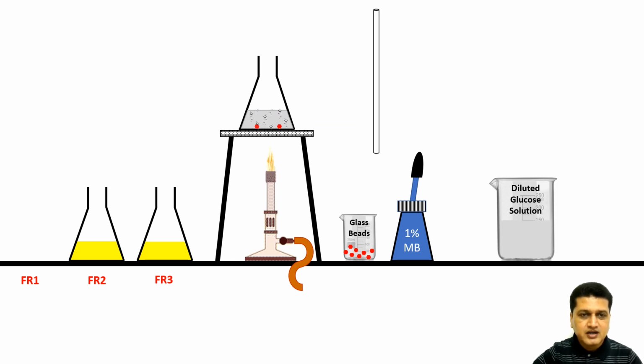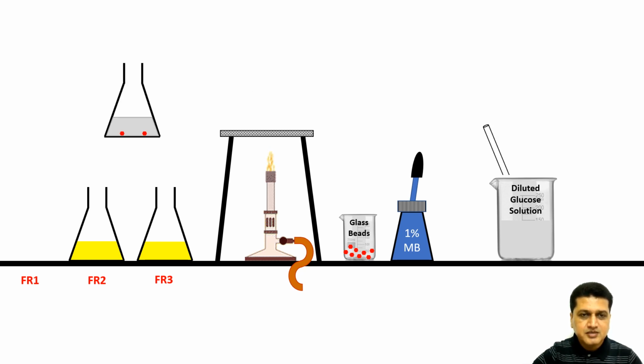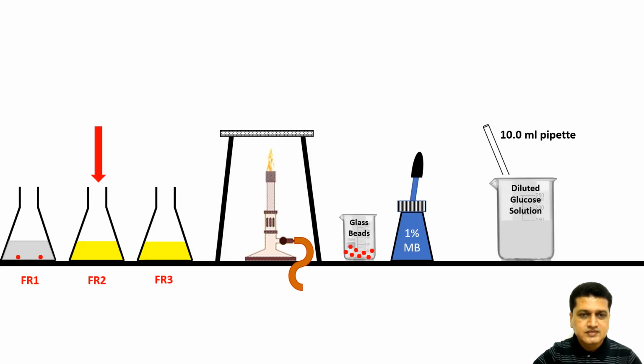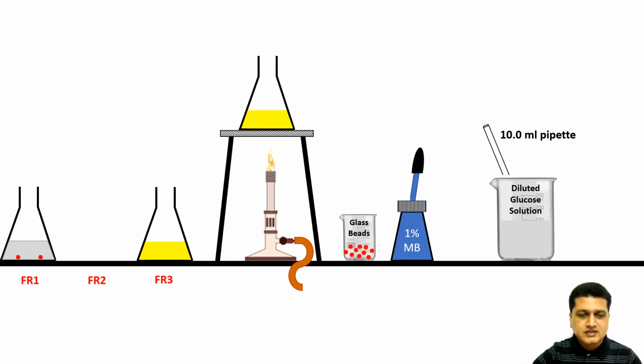Keep 10 ml pipette back into diluted glucose solution. Keep the flask down away from the tripod stand. Thus, procedure for taking final reading 1 is over. Now proceed to take final reading 2. Place the flask FR2 on wire gauze and repeat the procedure of titration.